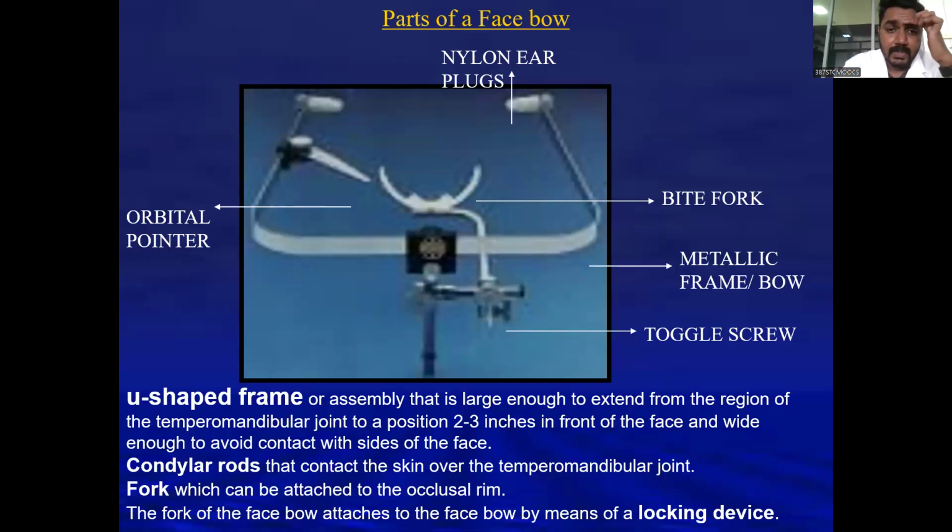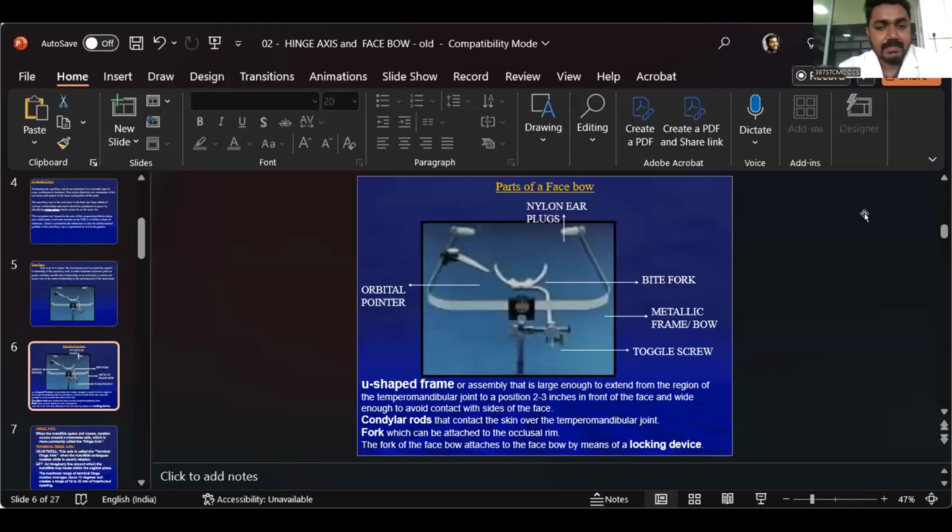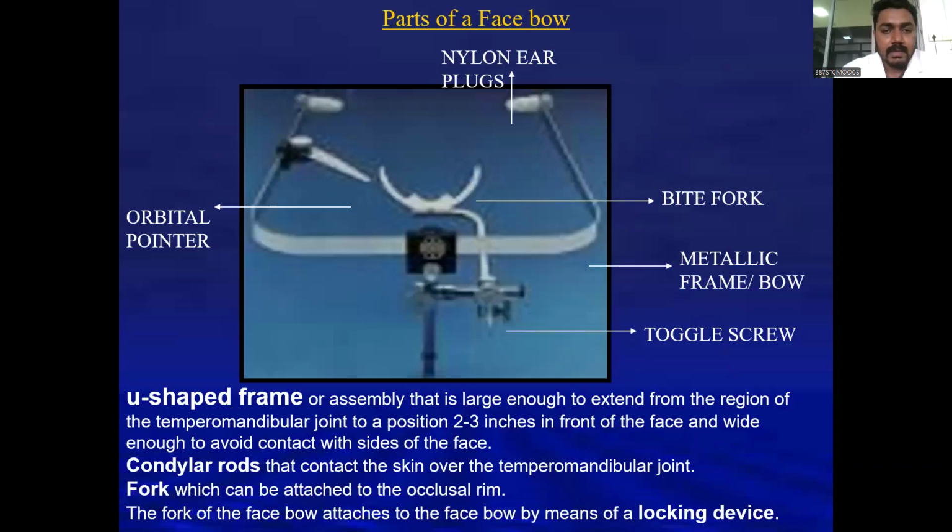What are the parts of a facebow? A facebow has a metallic frame, a bite fork, and two earpieces. This is a Hanau facebow, the Hanau spring bow. Here what we are using is an orbital indicator as the anterior reference point. According to the articulator, some facebows use Nasion as the anterior reference point, and there are other reference points. One is the orbitale, and another is Nasion minus 43 mm. These are some anterior reference points.